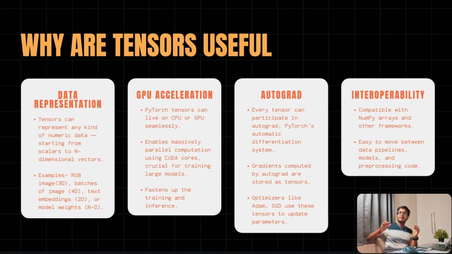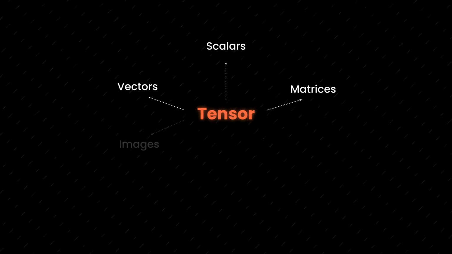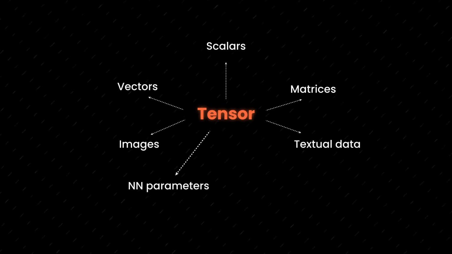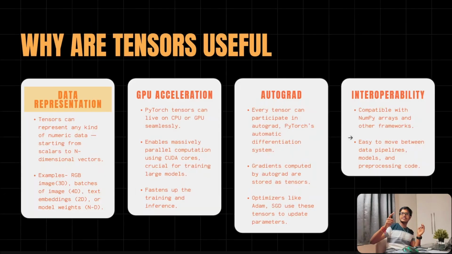Alright, so now that we know what tensors are, let's look at why they are so useful. First is data representation. I've already said this, but it's worth repeating that everything in PyTorch can be represented as tensors. Starting from scalars, vectors, matrices, image data, textual data, our neural network parameters, our loss gradients, everything, they have just one data structure, and that is tensors.